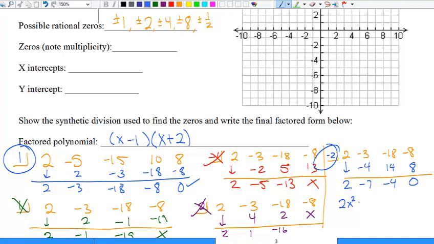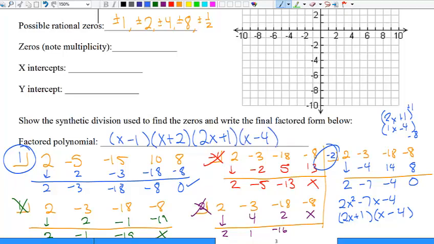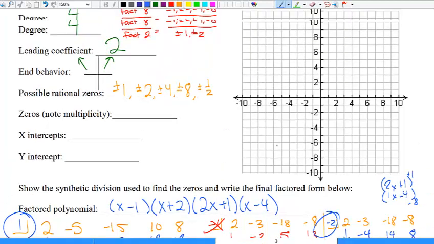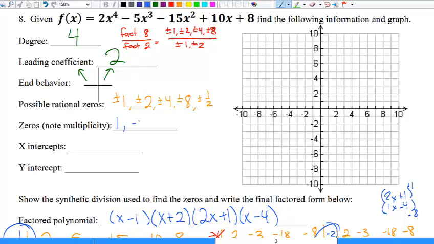And then what do I have left? 2x squared minus 7x minus 4. So I need to factor that. So let's see if I put the 4 here. One and 4. That's 8 and 1, with a negative on the 8 and a positive on the 1. So I'm getting 2x plus 1 and x minus 4. So those are your other two factors. Okay, so I'm going to scroll up so I can do the rest of the problems here. So my zeros are positive 1, negative 2. If you set this 2x plus 1 equal to 0 and solve, that's negative 1/2 and positive 4.